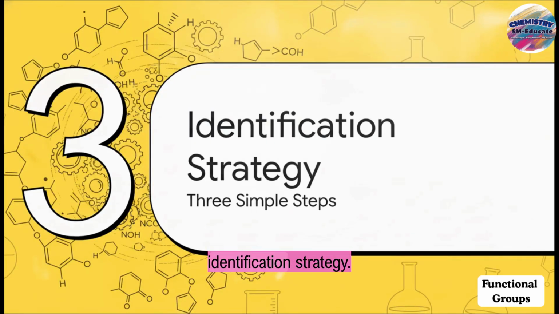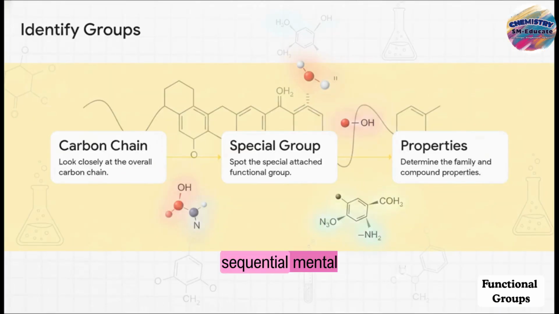Let's move to Section 3, Identification Strategy. Let's learn how to actually spot them in the wild. Here is your foolproof sequential mental process for whenever you tackle a problem. Step 1, look at the overall carbon chain. Step 2, scan it and spot the special attached group, the functional group we just talked about. And step 3, use that group to figure out the family and the properties of the compound. Remember, following these exact steps in order is always the very first thing you do when you sit down to solve any organic chemistry question.